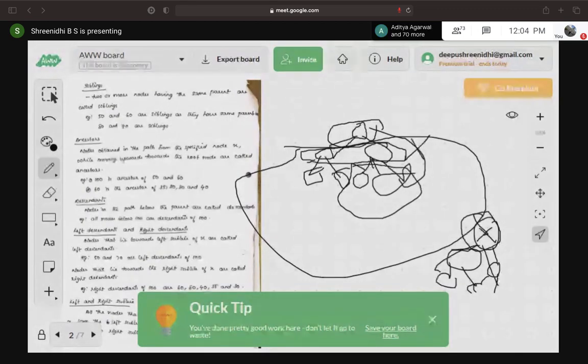Okay, so this is about descendant. One more concept is there in that. You can see that one more concept is there. What is that?